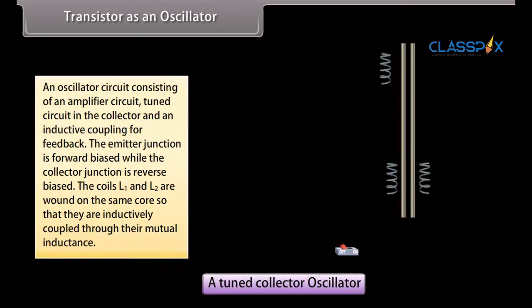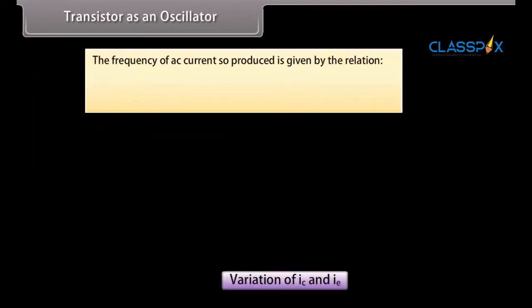On pressing the key, collector current suddenly starts flowing through L1. Consequently, a voltage is induced in coil L, which charges the capacitor C with such a polarity as to support the forward bias of the base emitter circuit. On reaching saturation, collector current stops varying, hence induced EMF in coil L vanishes. The frequency of AC current so produced is given by the relation f equals 1 upon 2π multiplied by 1 upon under root LC.